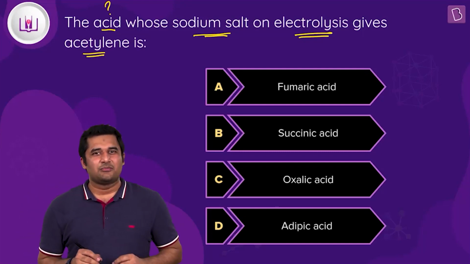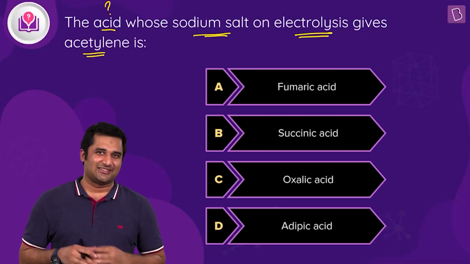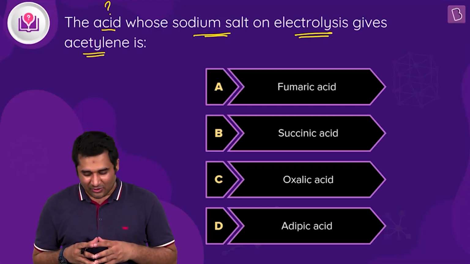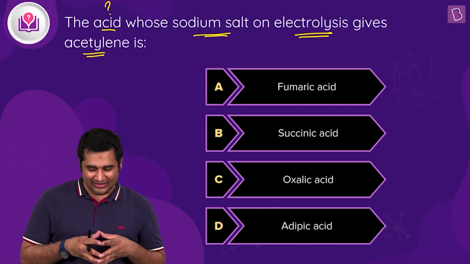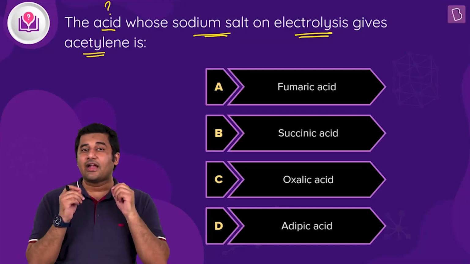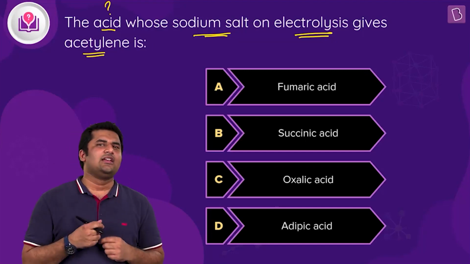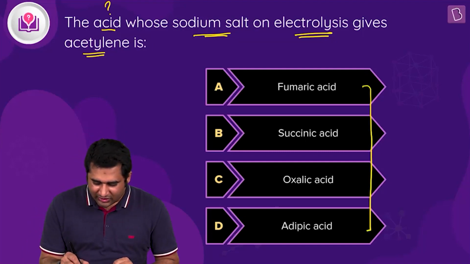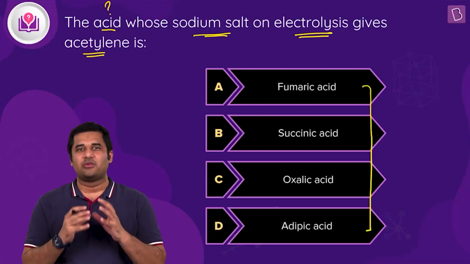Very interesting question based on Kolbe electrolysis. All right, so let us understand. And yes, you can see the options are scary. Option A is fumaric acid, option B is succinic acid, option C is oxalic acid, and option D is adipic acid. Now the first hurdle in this question is, if you do not know the structures of these acids, then you will not be able to solve it.